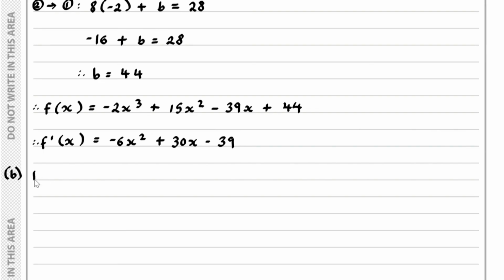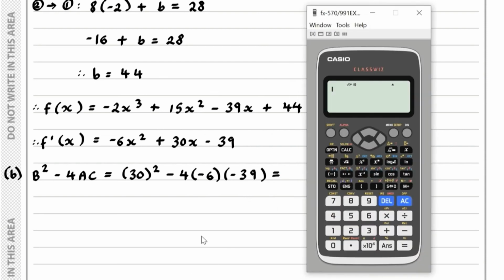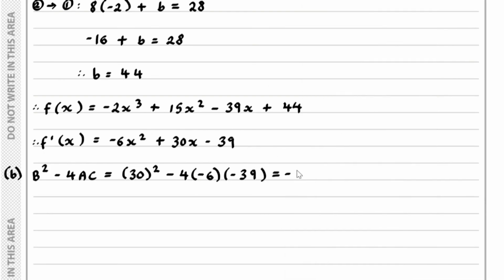For part B, if we use the discriminant b squared minus 4ac, we have 30 squared minus 4, lots of minus 6, lots of minus 39. We are questioning whether this is greater than 0, equal to 0, or less than 0. 30 squared minus 4 times minus 6 times minus 39, that's minus 36, which is less than 0.